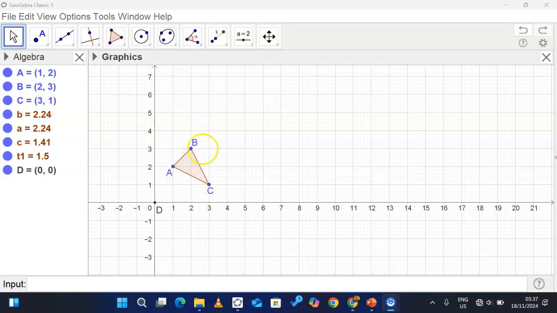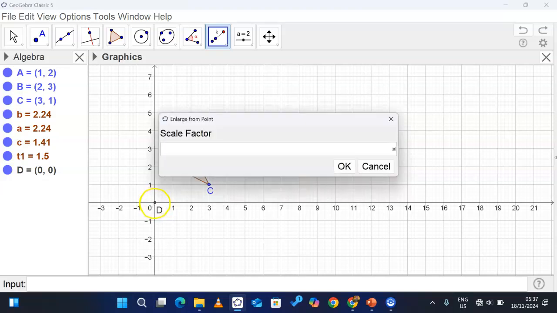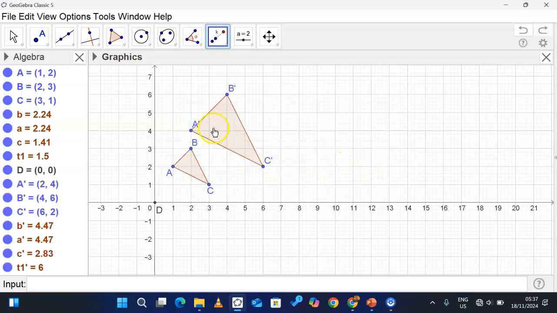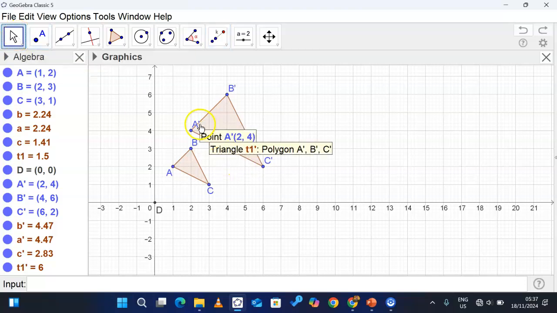Now, we have points A, B, and C forming a triangle. We want to enlarge this using a particular scale factor. Let's do this. We have this particular triangle to be enlarged using the point here, and I want to use scale factor 2. Now when I click on it, I get the enlargement of this figure. You can see here that A has moved to A prime, B to B prime, C to C prime, and the scale factor is positive 2.